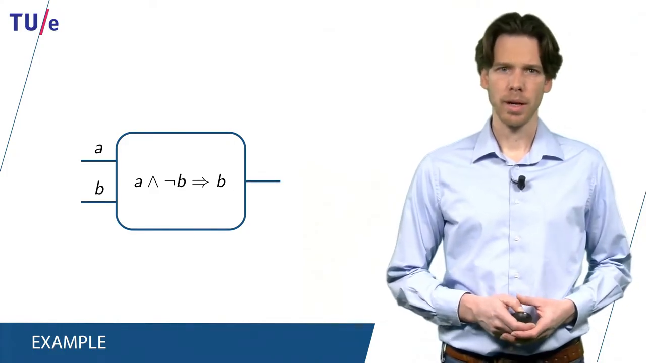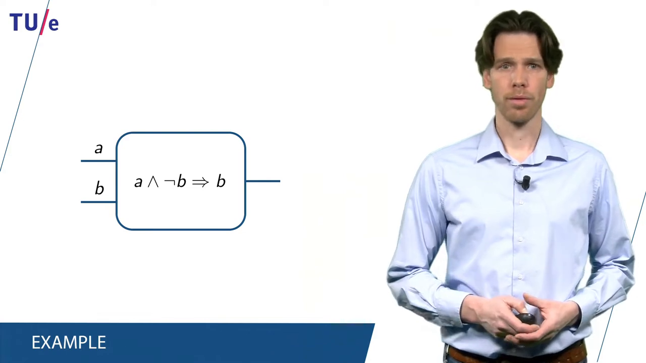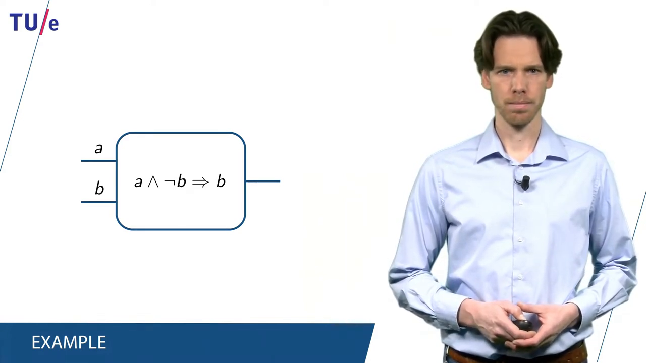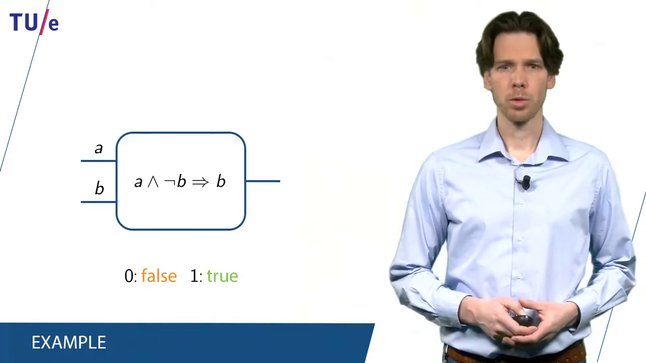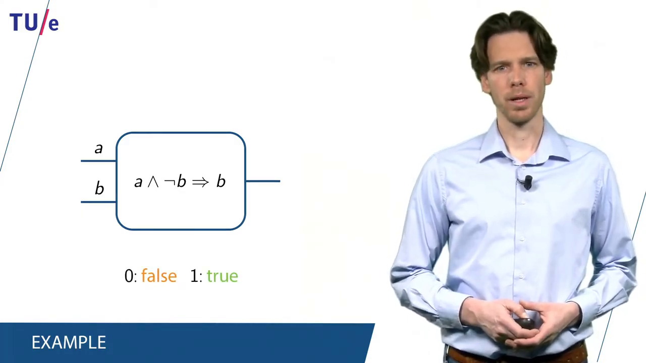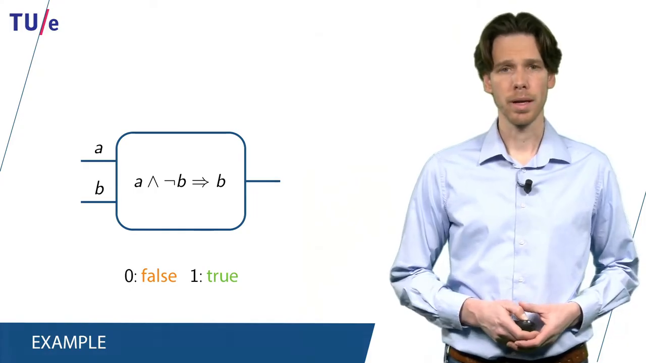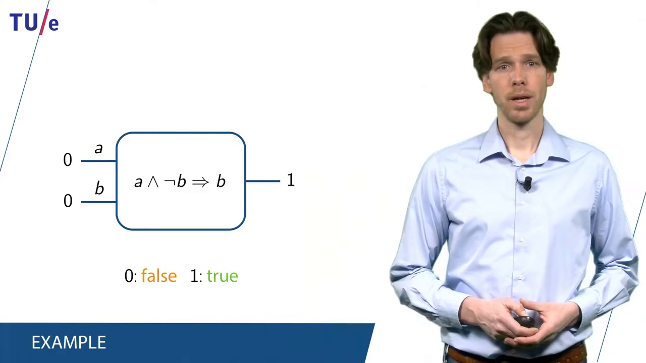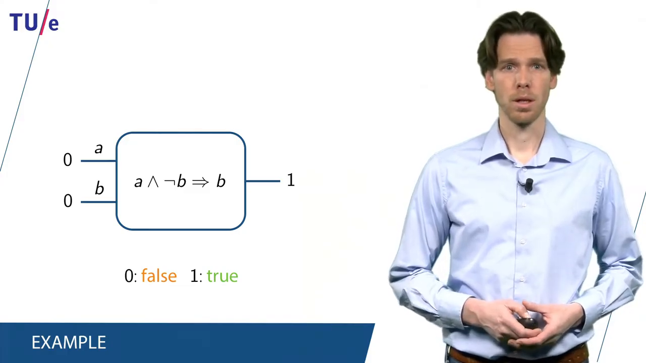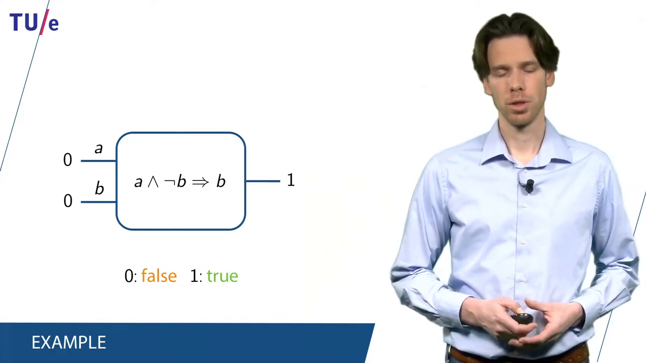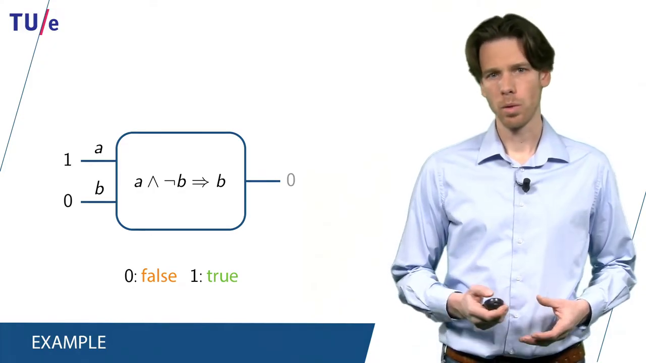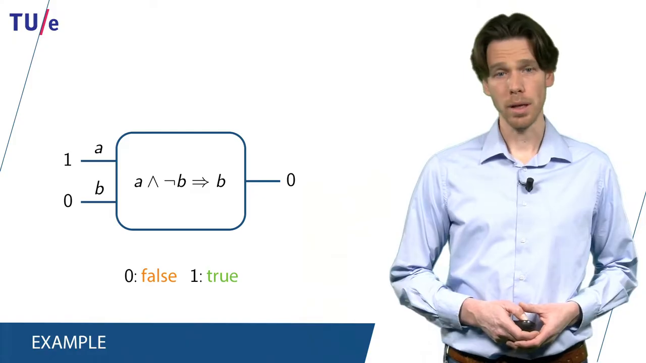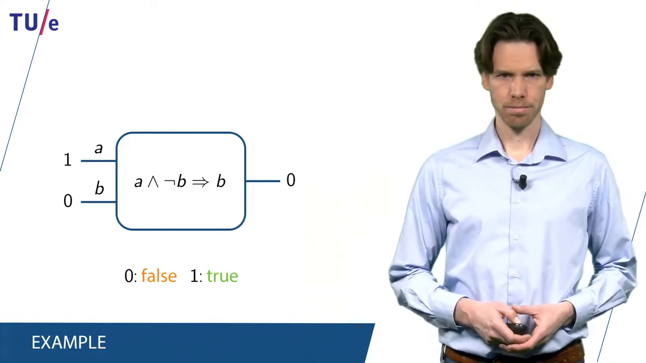The idea is that this device transforms truth values offered at its input ports into a truth value offered at its output port. It's convenient when specifying the input-output behavior of such a device to concisely denote false by a 0 and true by a 1. Then this device will, when we offer it two zeros at its input ports, produce a 1. And when we offer it a 1 at the input port labeled A and a 0 at the input port labeled B, then it will produce a 0.